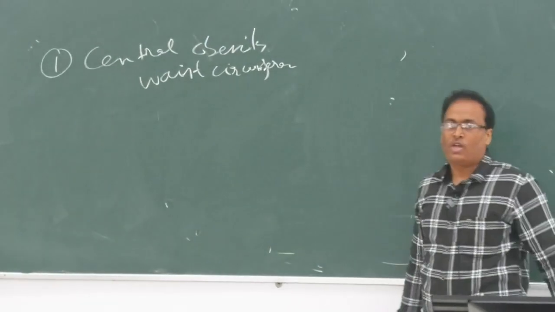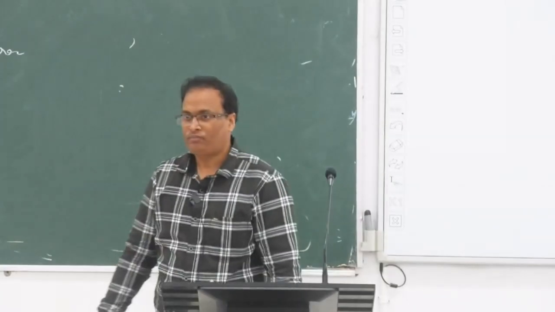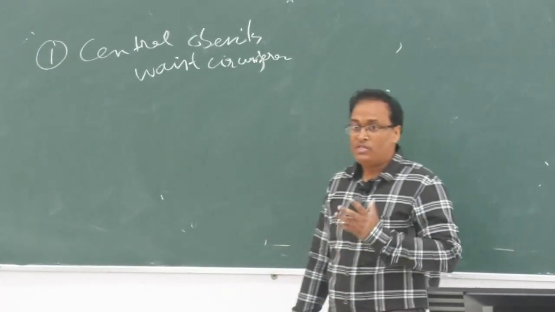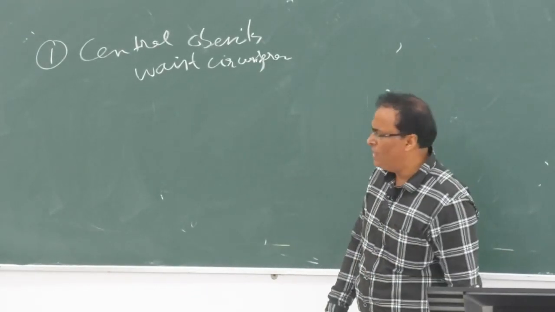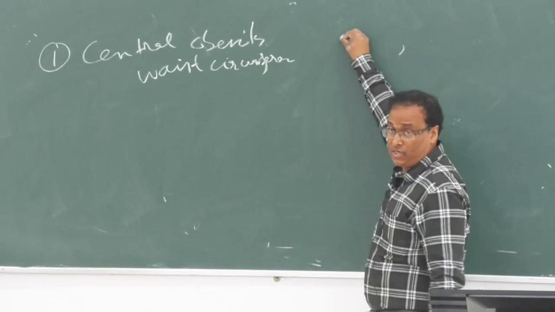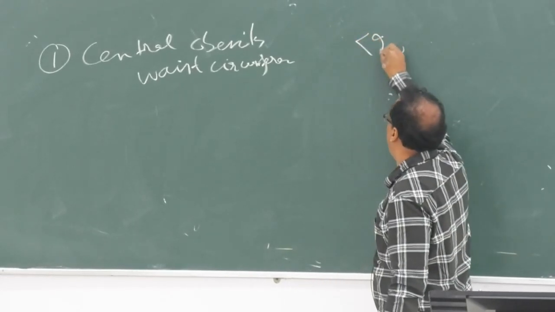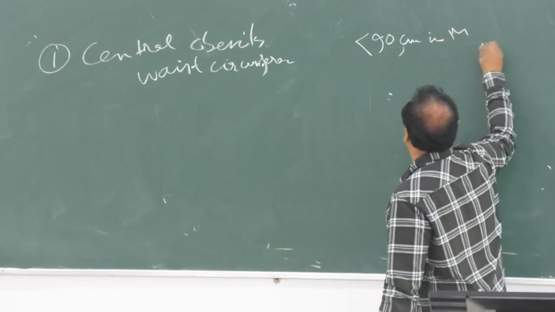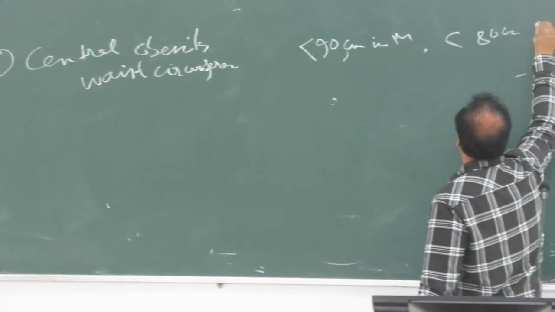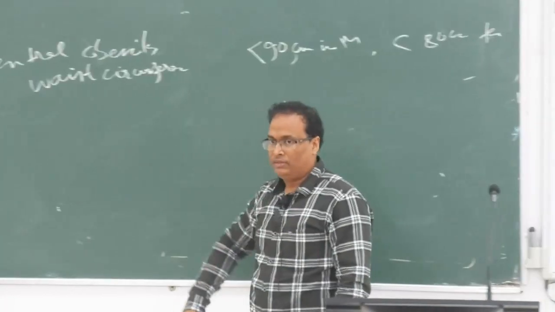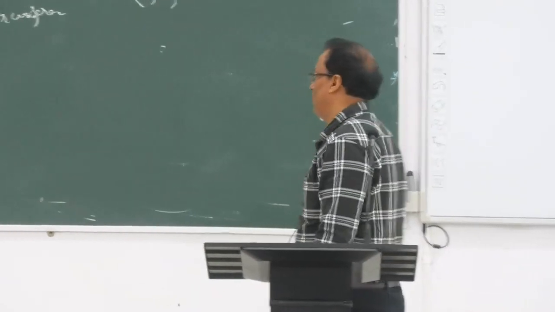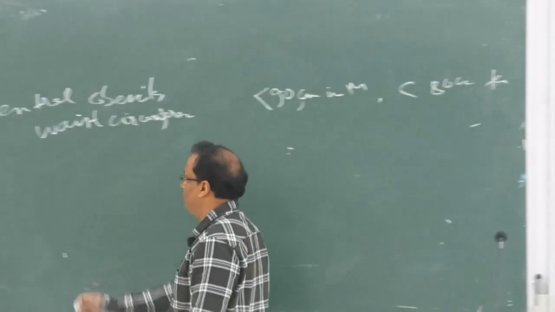So, waist circumference, what does it mean? It means the belly fat, in centimeters, you can use inches also. The target must be less than 90 centimeters in males, and less than 80 centimeters in females. Okay, you will go and measure. If it is done, then okay.